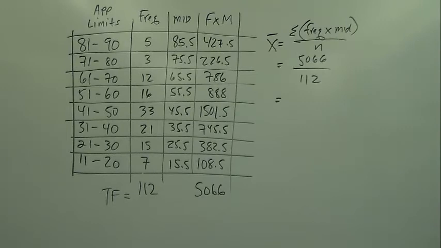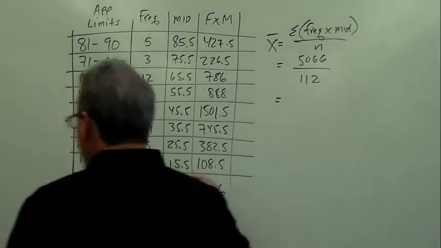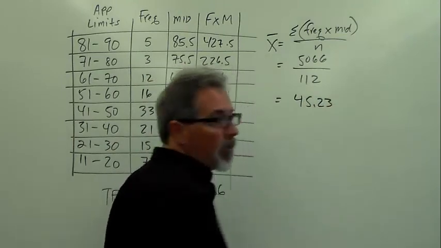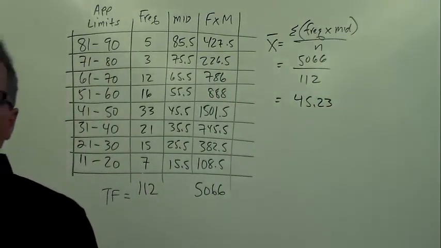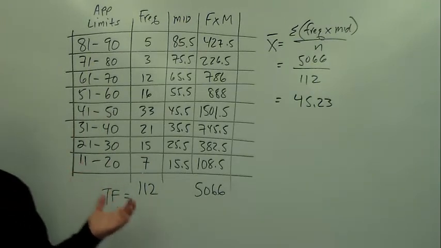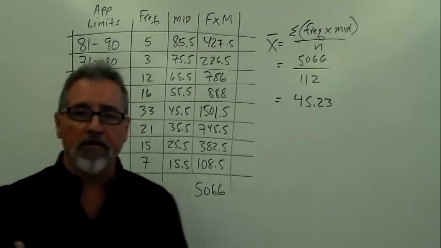And that takes us to our answer. 5066 divided by 112 is 45.23. So that's how we solve this problem for the mean calculation of grouped frequency data.